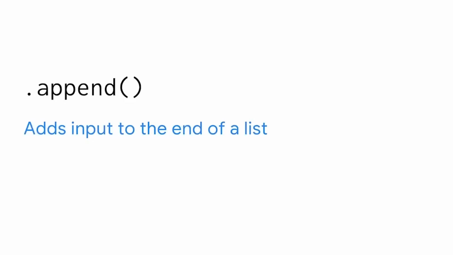Now that we're able to solve this problem for one IP address, we can put this code into a loop and apply it to all IP addresses in the original list. Before we do this, let's introduce one more method that we'll be using in this code, the append method. The append method adds input to the end of a list. For example, let's say that my list contains 1, 2, and 3. With this code, we can use the append method to add 4 to this list.